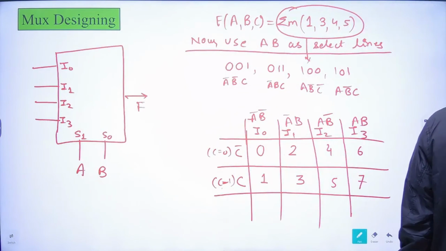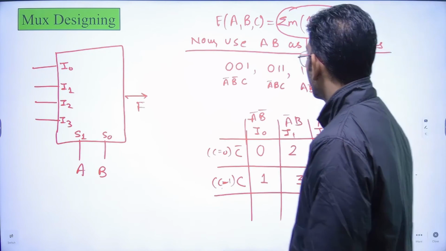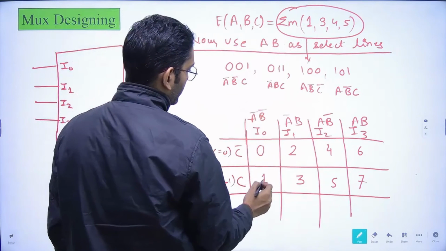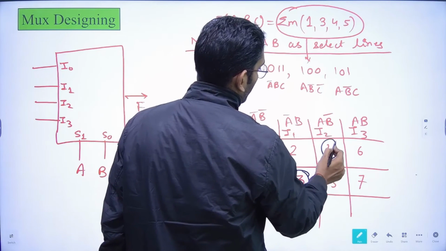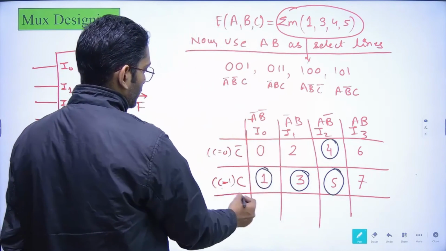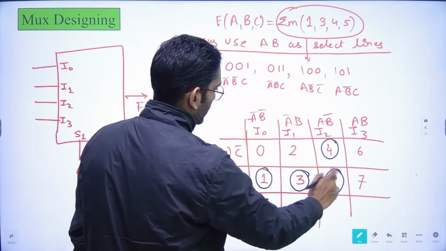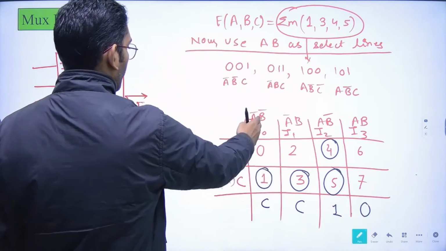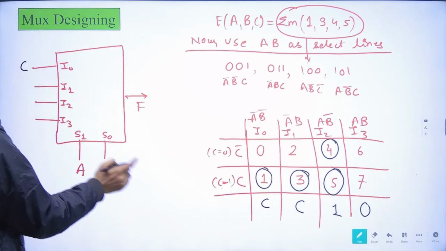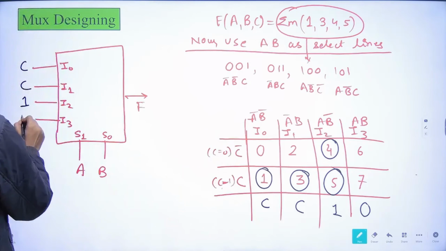Now just like we have done in the previous example, we would encircle the values 1, then 3, then 4, then 5. For this we would be getting C. For this also we would be getting C. For this we would be getting 1, and for this we would be getting 0. Okay, so for I0 we would be getting C, for I1 we would be getting C, for I2 we would be getting 1, and for I3 we would be getting 0.